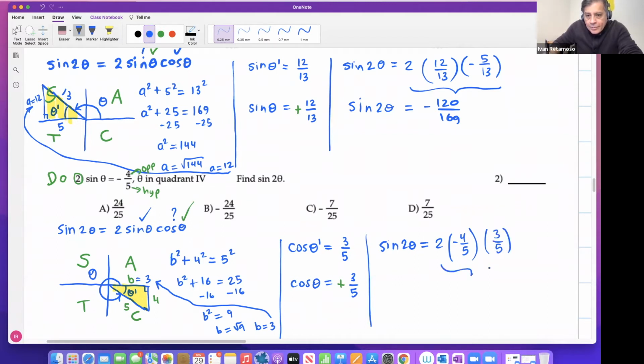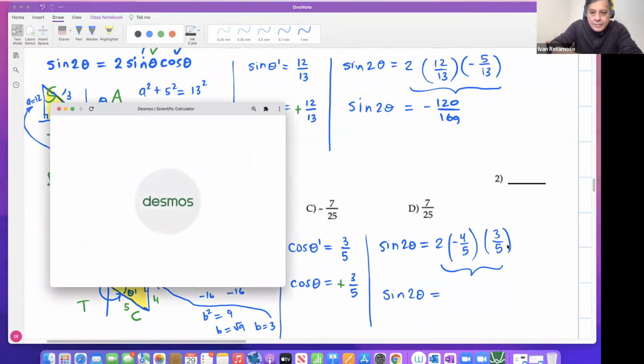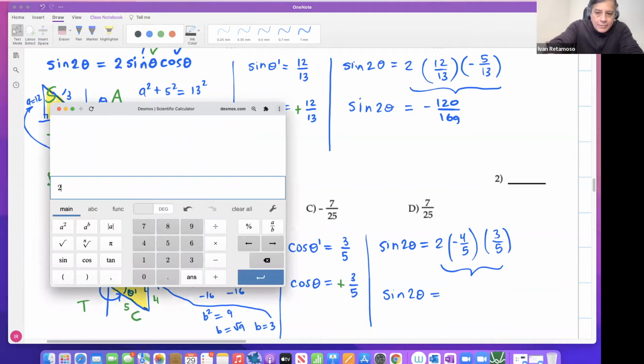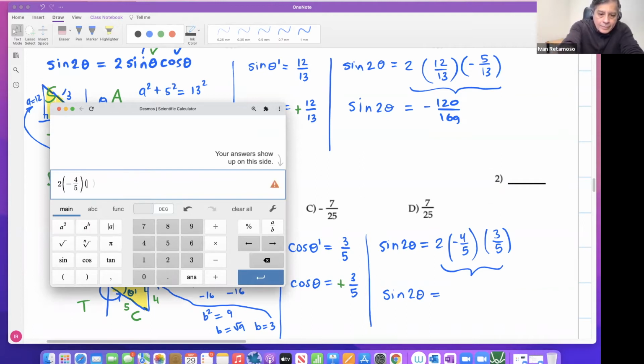So 3 over 5. And put this all in your scientific calculator. I strongly recommend you use the Desmos scientific calculator. 2 times negative 4 over 5 times 3 over 5. And we get this in decimal form first, but we can switch it to fractional form, minus 24 over 25, which is the same as multiplying 3 times 4, 12, times 2, 24, and 5 times 5, 25.